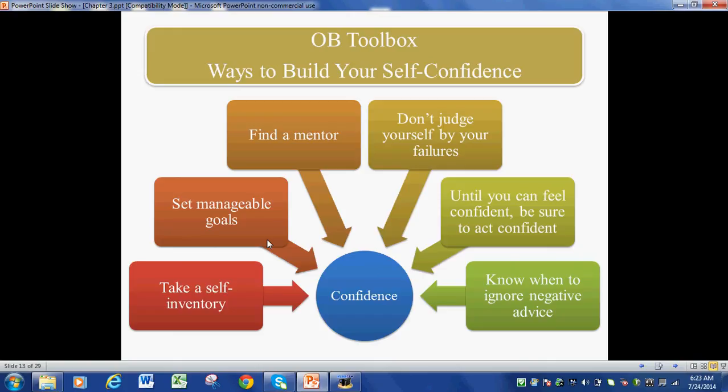Don't judge yourself by your failures. A lot of times we take those failures very, very hard. I messed something up at work yesterday. It took me until probably 8 o'clock, 9 o'clock to fix it. But I'm not going to judge myself on that failure. I'm going to go back, rectify the situation, and keep moving past it.